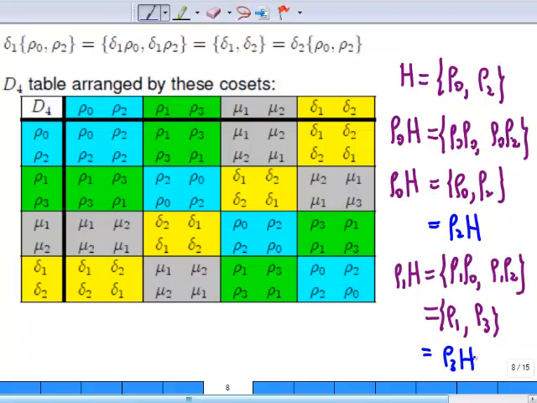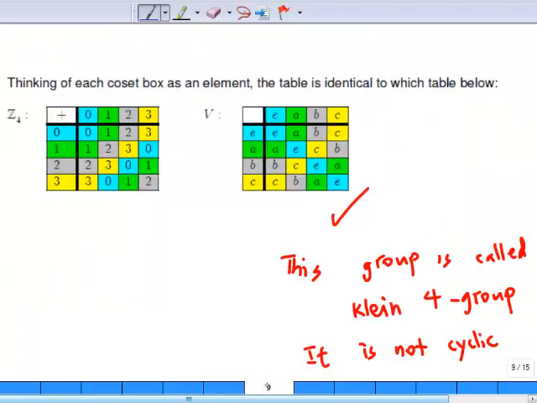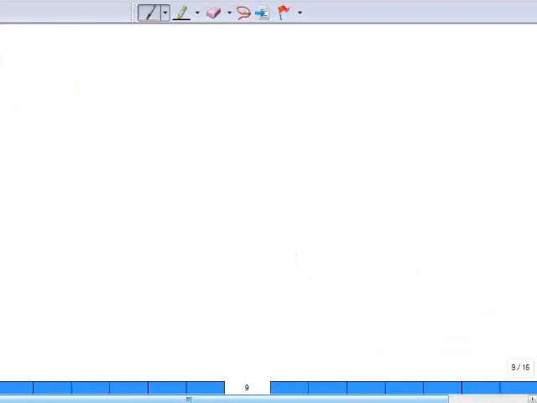Total, how many cosets can you get? D4 has altogether 8 elements: rho 0, rho 1, rho 2, rho 3, mu 1, mu 2, delta 1, delta 2. So at most you get 8 cosets, but not all the cosets are different, as I showed you earlier. So let's figure out the coset mu1 H. Let's do a little bit of calculation to find out what mu1 H is. A little bit of revision.